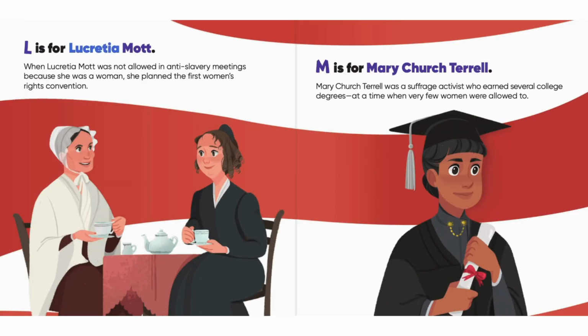L is for Lucretia Mott. When Lucretia Mott was not allowed in anti-slavery meetings because she was a woman, she planned the first women's rights convention.